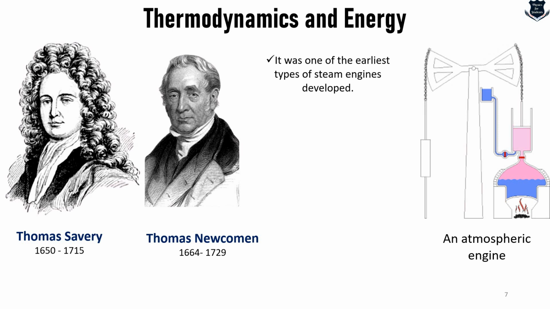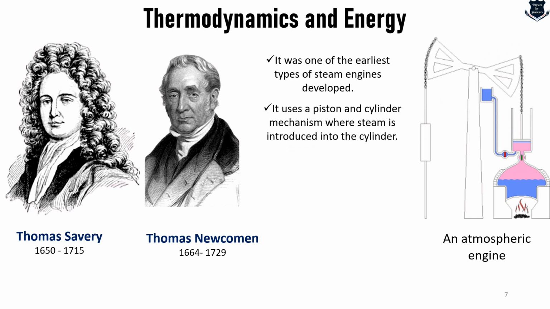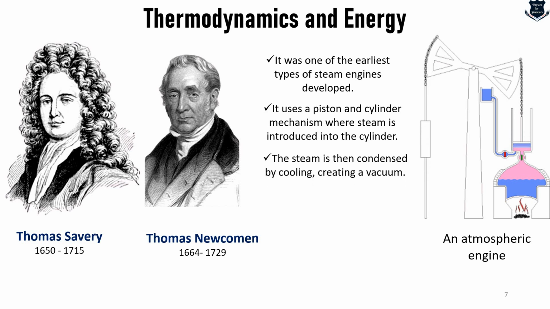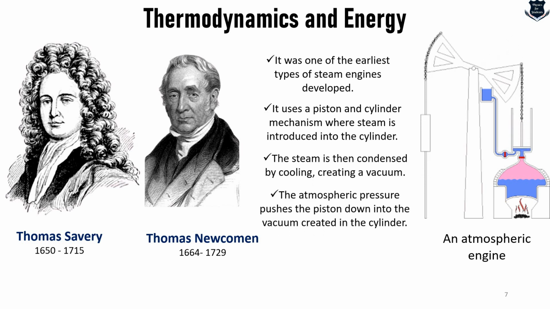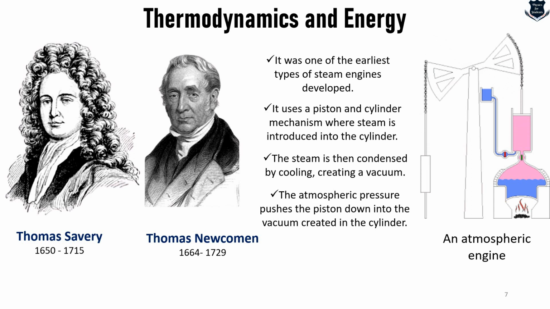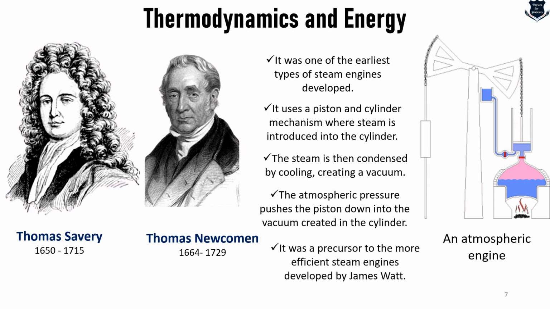So the atmospheric steam engine, a few quick features. It was one of the earliest steam engines. It uses a piston and cylinder mechanism where steam is introduced into the cylinder. The steam is then condensed by cooling, creating a vacuum. The atmospheric pressure pushes the piston down into the vacuum created in the cylinder, and this was a kind of precursor to the more efficient steam engines developed by James Watt.